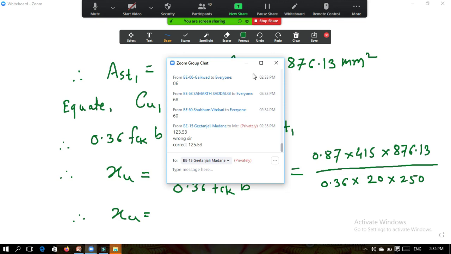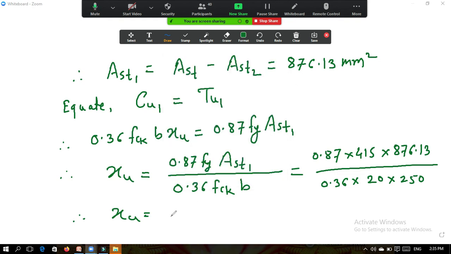125.53 mm is the value of XU. Now see who is greater, XU is greater or XU max is greater. Here XU is less than XU max, so your section answer comes to 175.73.